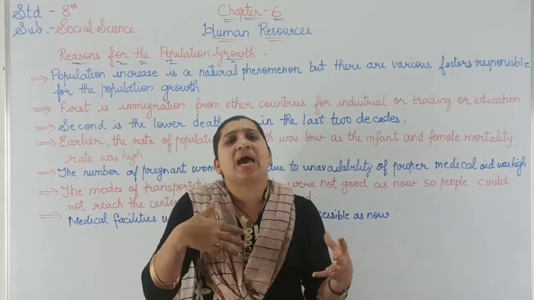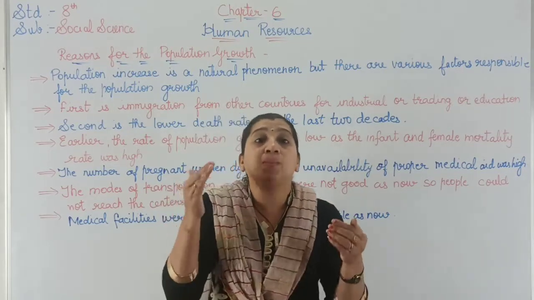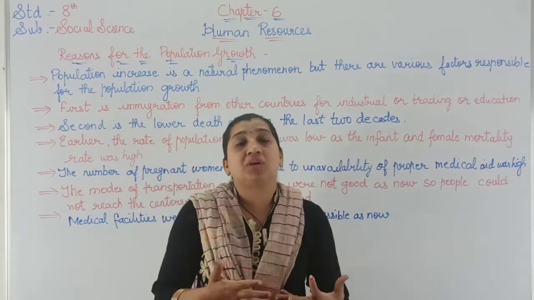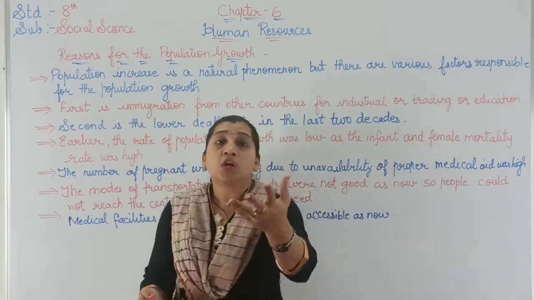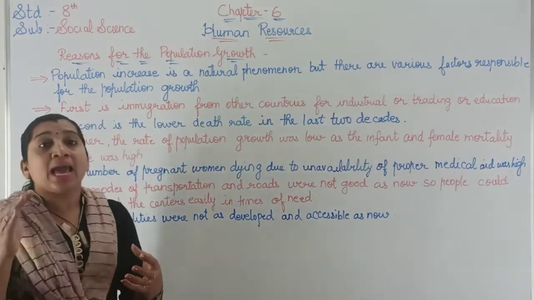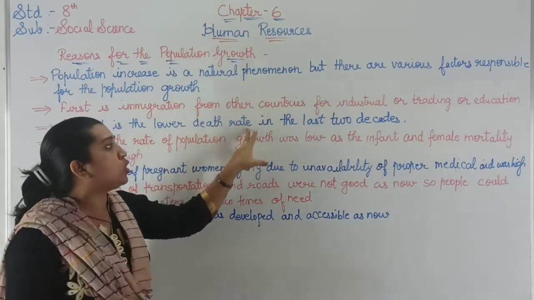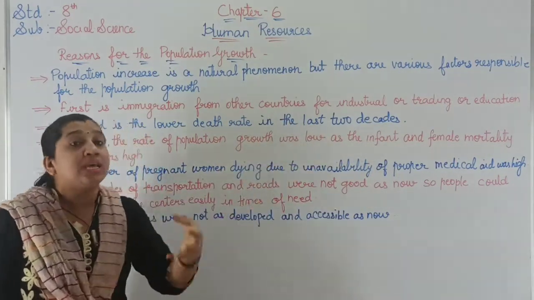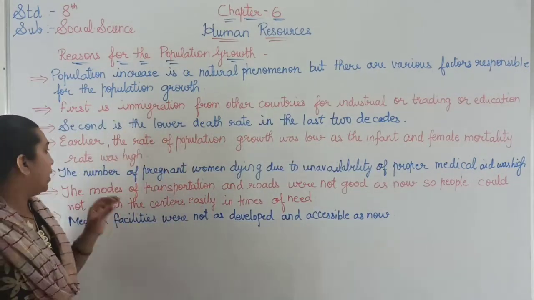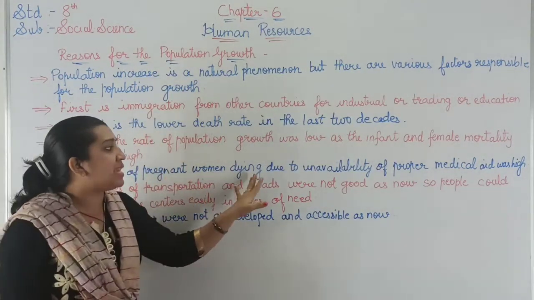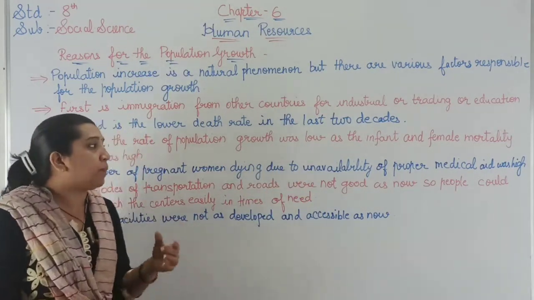Nowadays we are getting different types of nutritious food. When a pregnant lady gives birth to a child, medical treatment along with nutritious food is provided by the government to that lady and child. The reason behind the lower death ratio in the last 2 decades is that the government is providing different types of facilities to the people. Earlier, the number of pregnant women dying due to the unavailability of proper medical aid was very high.